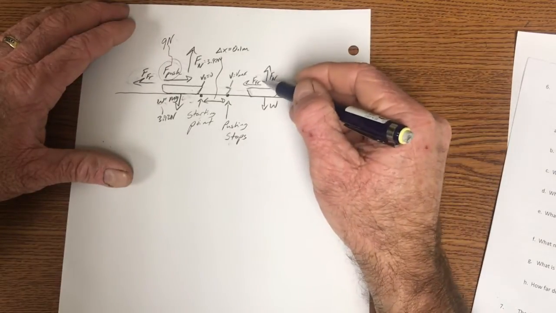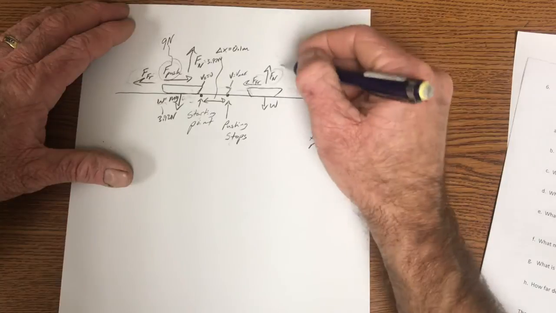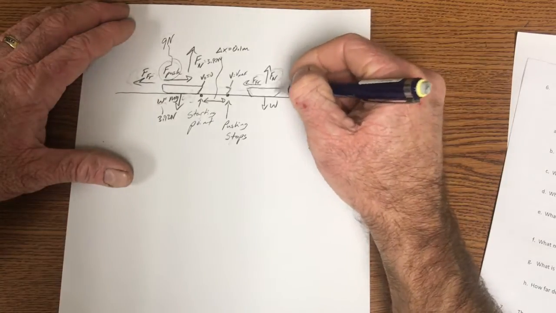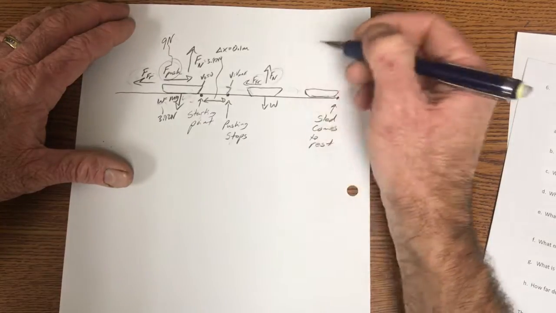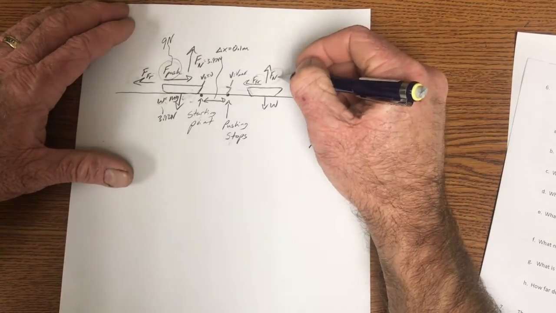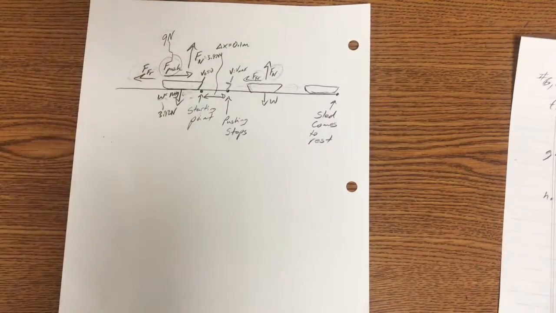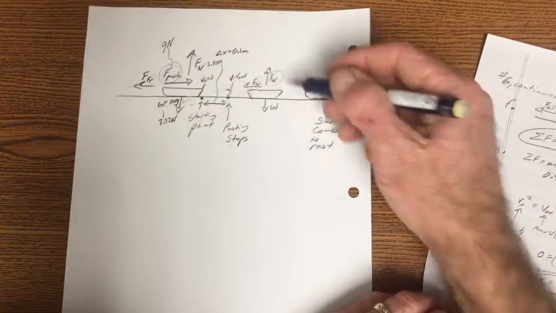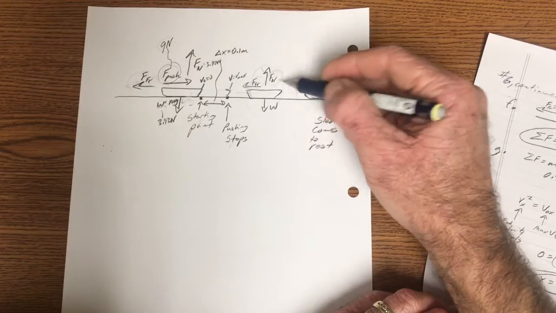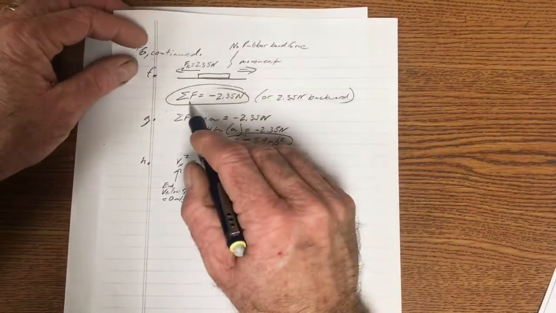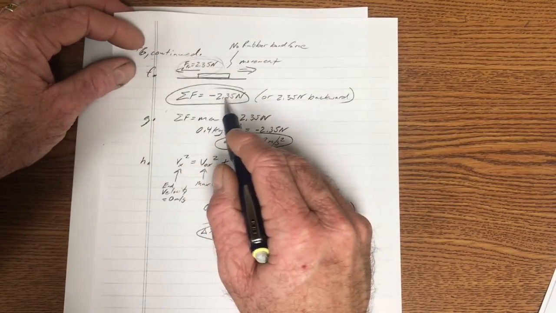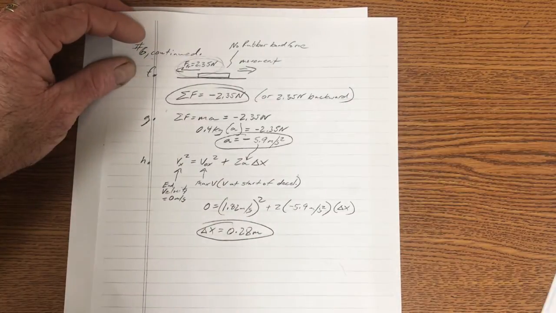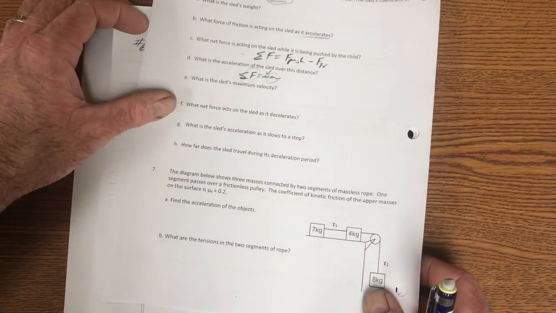The force of friction equals the normal force times mu, and the normal force equals the weight. None of these have changed. The weight's still the same because gravity and mass are still the same. So the normal force is the same, so the force of friction is the same. And the net force acting on this now, these two cancel. It's just friction. So the net force is only that. It's only negative 2.35 newtons. So there we go. That's the answer to F.